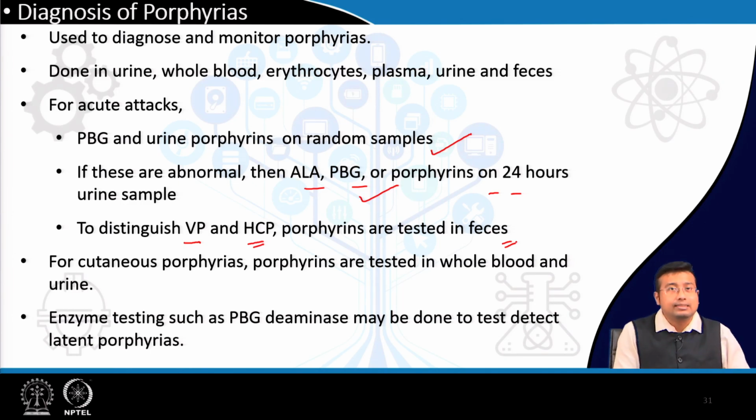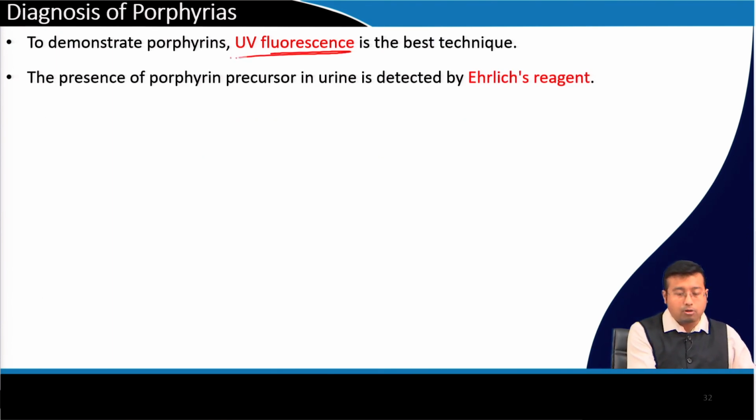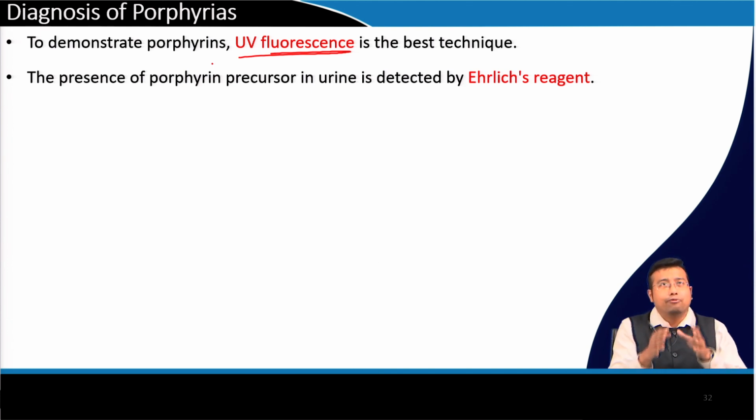And enzyme testing such as porphobilinogen deaminase may be done to detect latent porphyrias, okay, because that is the most common porphyria. How can we diagnose? Diagnosis is very easy by UV, not only by laboratory estimation. If we transmit UV light, we can get a specific peak. We will be discussing it very soon.